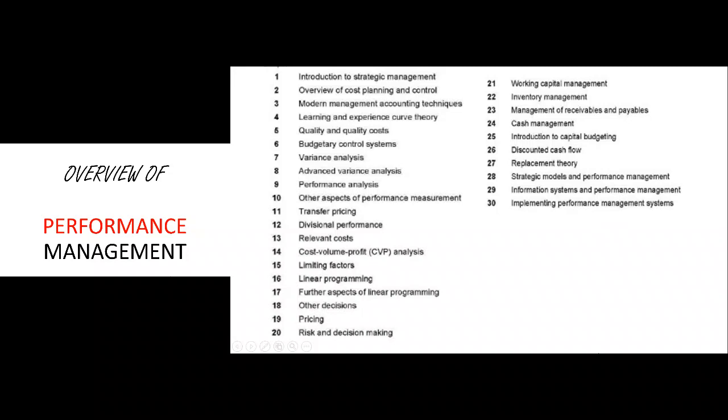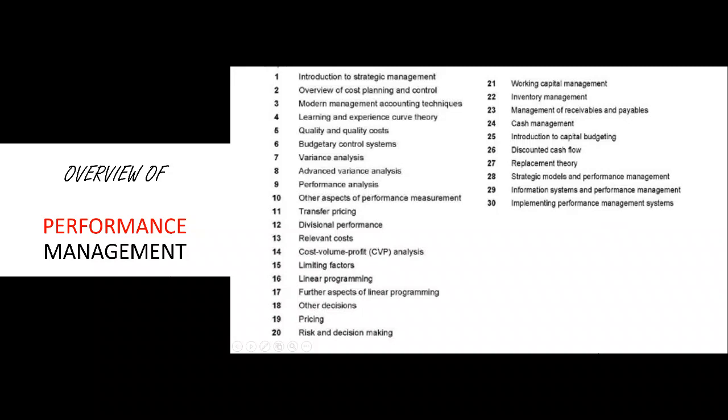Then relevant costs will be looked into. Then we move on to CVP, that is cost volume profit analysis: how volume affects the profitability of an organization or of a product in the market, and how it affects the cost too, will be looked at. Then we move on to limiting factors.